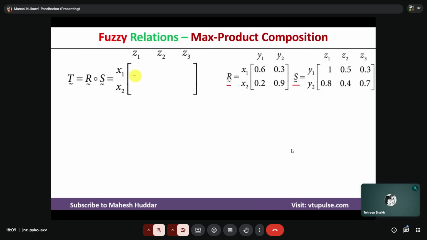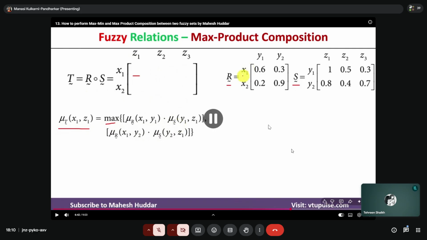Now we need to calculate the membership values at x1 z1, x1 z2 and so on. I will discuss how to calculate the membership value of x1 z1 here. So the membership value of x1 z1 in fuzzy relation T is equivalent to max of, in the previous case we have taken the minimum, in this case we have to take the product over here. That's the only difference between max-min and max product composition. In max-min, it was max outside and the minimum inside. Instead of this, now there is a max product.